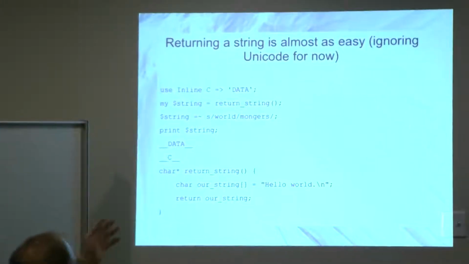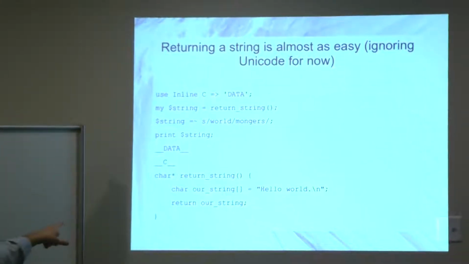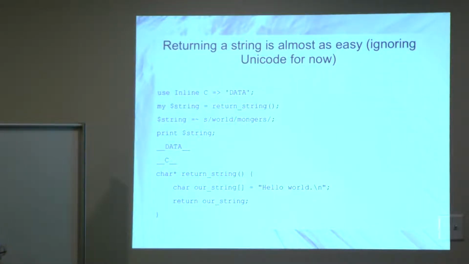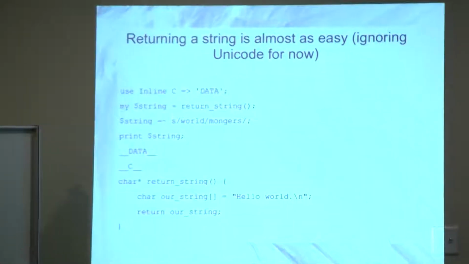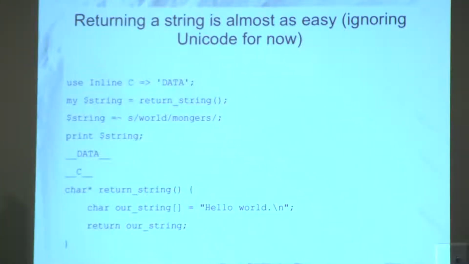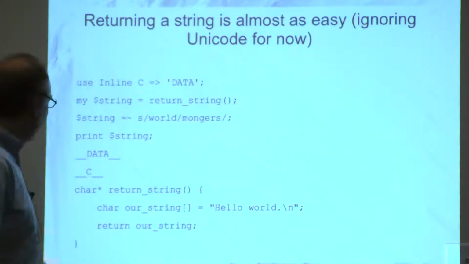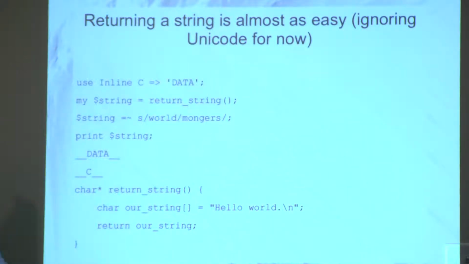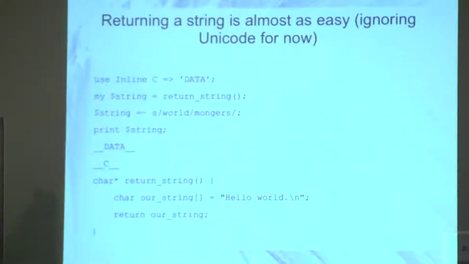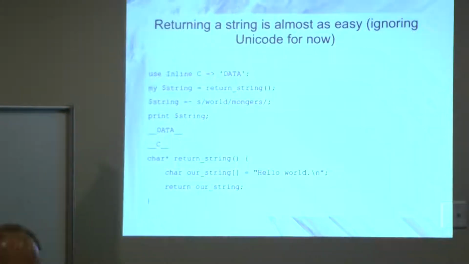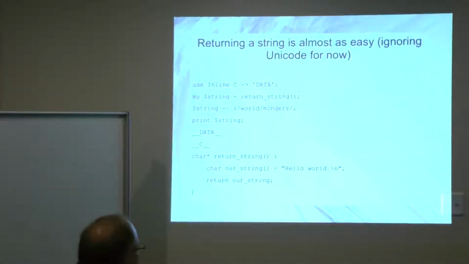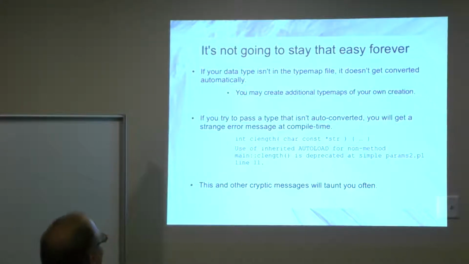So here we're passing a string, and we're ignoring Unicode because this string is just using char pointer. But again, you can return a string. That has a bug. I'm returning an automatic. Yeah, that's a bug in the C code. Returning an automatic array or a pointer to automatic storage space would result in a null pointer or an undefined pointer when you get out of there. Okay, it's not going to stay easy forever.